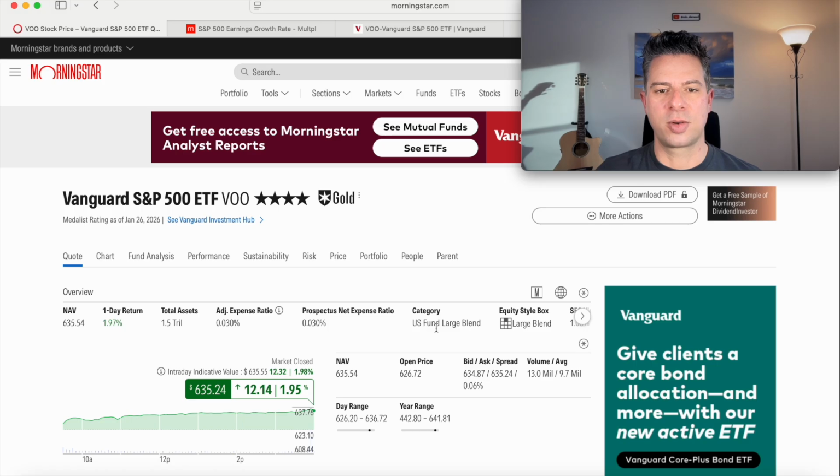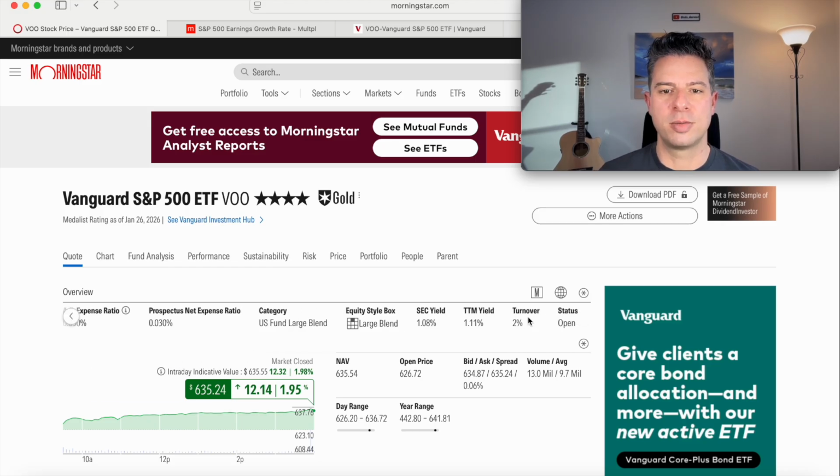You can see the category, they call it a US fund, right? US stocks, large blend. So the large means large market capitalization companies. There's large, medium, and small. I think there's also like a micro, but generally S&P is the top of the US stock market. So it's the largest companies by market cap or market capitalization, meaning the value of those stocks.